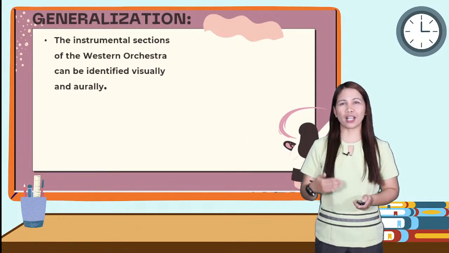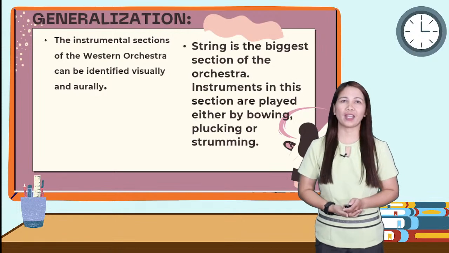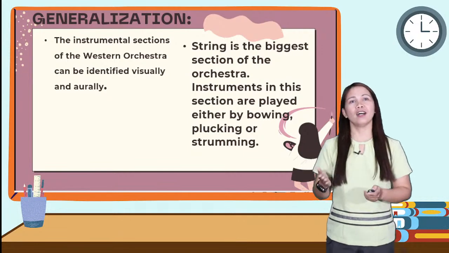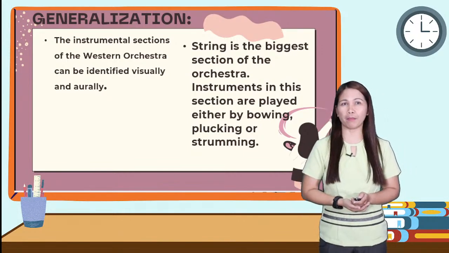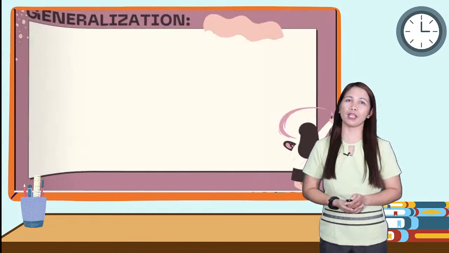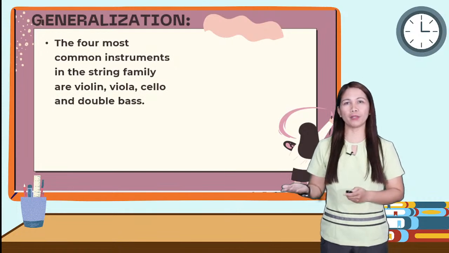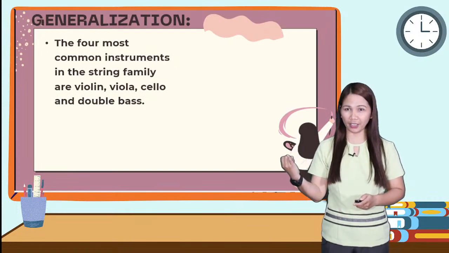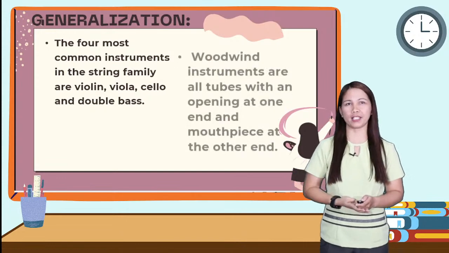The instrumental sections of the Western orchestra can be identified visually and orally. And string is the biggest section of the orchestra. Instruments in this section are played either by bowing, plucking, or strumming. The four most common instruments in the string family, we have violin, viola, cello, and double bass.